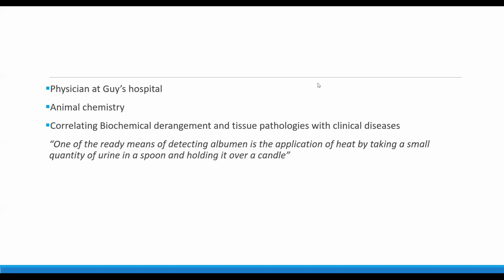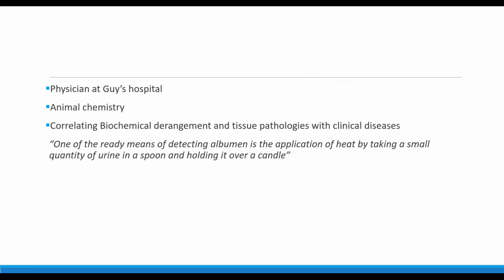He was a physician at Guy's Hospital in London, where his contemporaries at the time were Thomas Hodgkin and Dr. Thomas Addison. He researched extensively on animal chemistry, which is now known as clinical biochemistry. He studied mainly the chemistry of kidney, liver, brain, and blood constituents. His work contributed and set the stage for correlating biochemical derangement and tissue pathologies with clinical diseases.